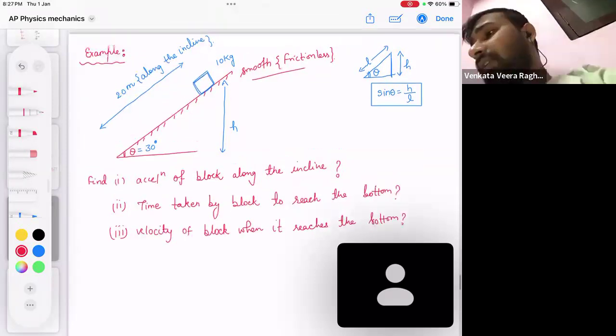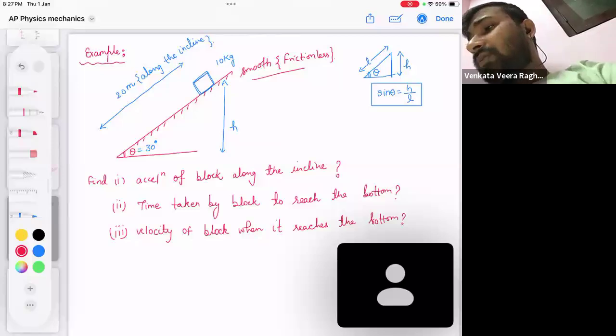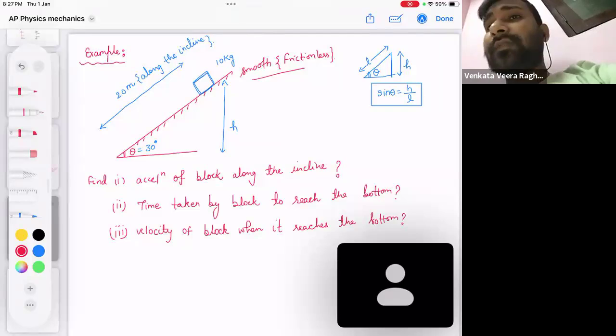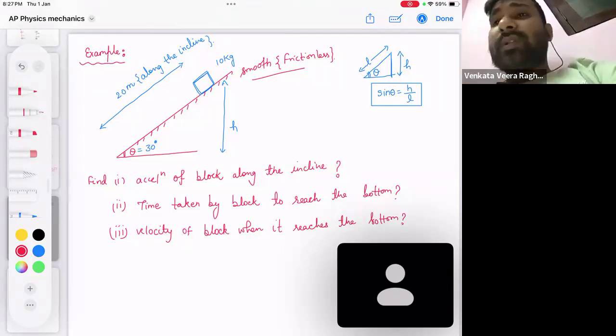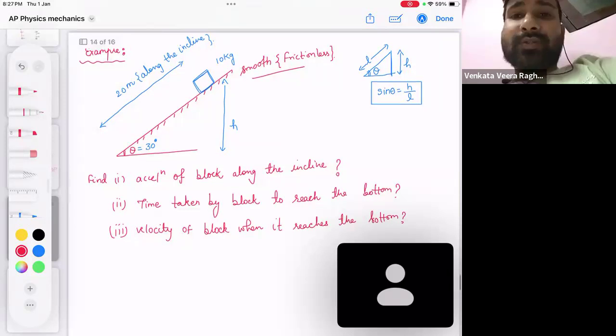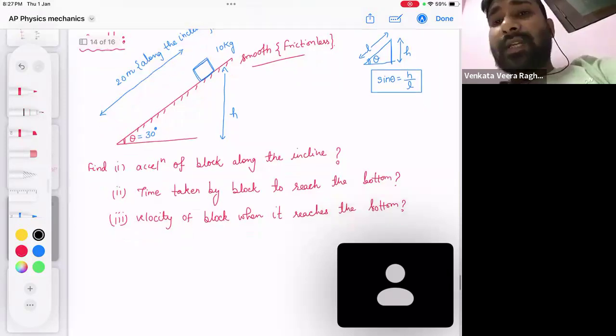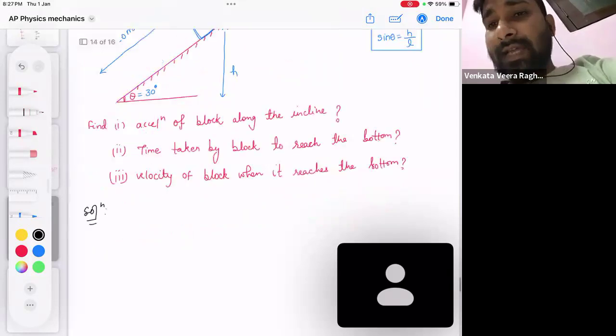To solve this question, isn't it the first thing I need is to calculate the acceleration? And if I know the acceleration, then all other things we can find out, isn't it? V equal to u plus at, we can apply it. S equal to ut plus half at square, we can apply it, right or not? So that means the first important thing is to find the acceleration. Can you tell me how much will be the acceleration of the block?